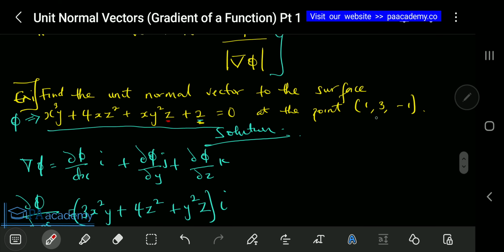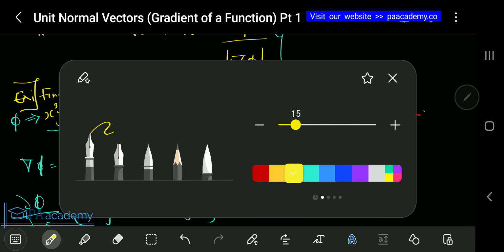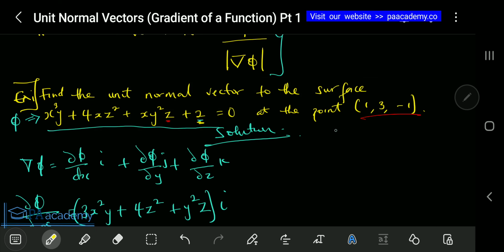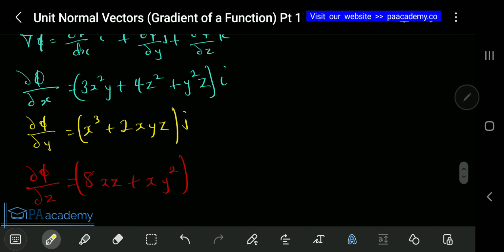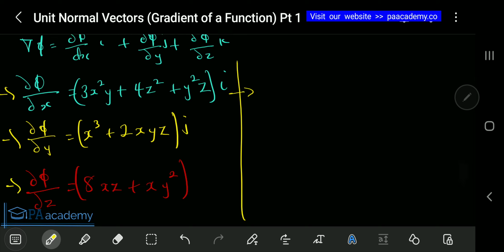The question says something at points 1, 3 and -1. So we are given the points. That means at x is equal to 1, y is equal to 3, and then z is equal to -1. So what we are going to do is put in those values into what we are having here. So let's do this.